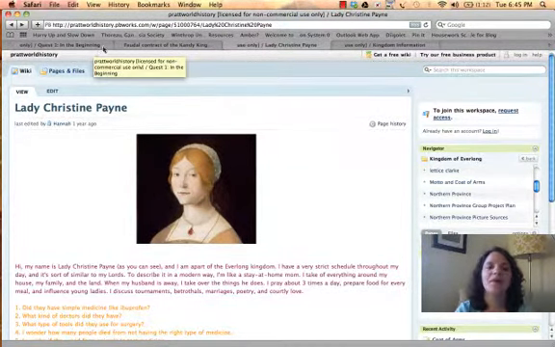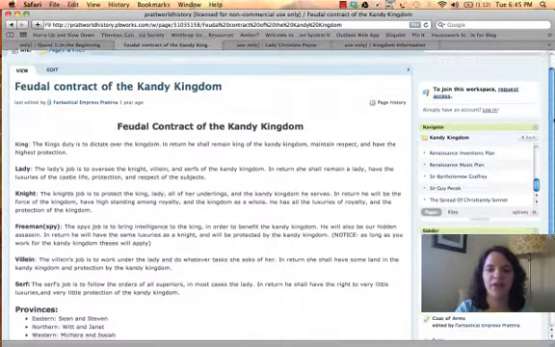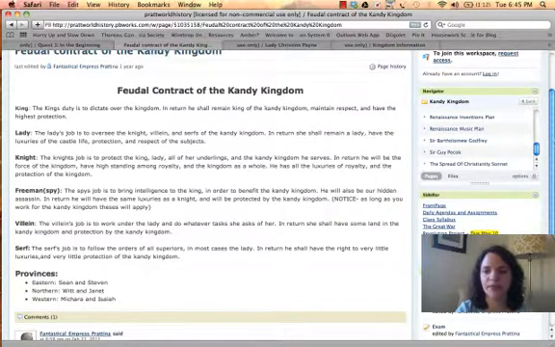Because one of the big takeaways from this unit is the feudal system, another thing I asked them to do early in the game is to write their own feudal contract, working together in their kingdom. Here's one example that outlines the duties, the obligations, and the privileges of each person in their kingdom.